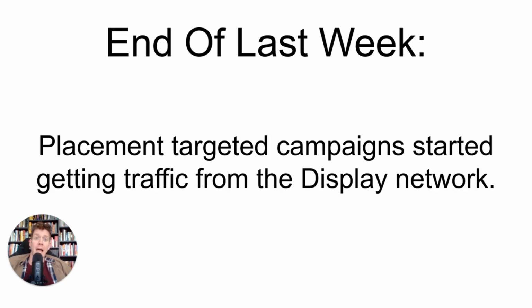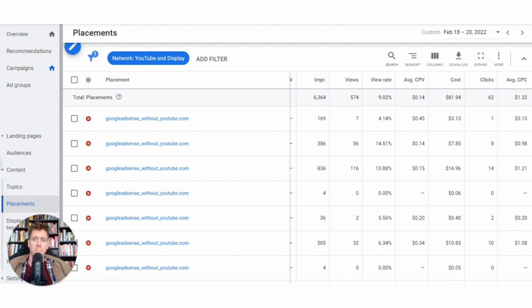Well, end of last week, again on Friday, it looks like this started happening. Placement targeted campaigns started getting traffic from the display network. So we were wondering what the heck is going on. And it didn't take too long to figure out that there was this new thing showing up in our campaigns. When we went to our placements, we could see this new placement was listed here, Google AdSense without YouTube.com.